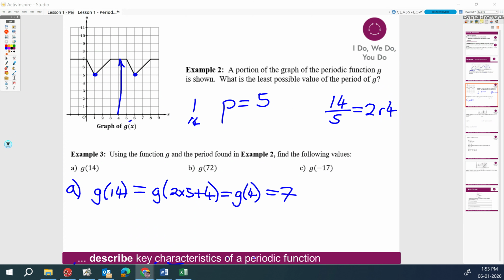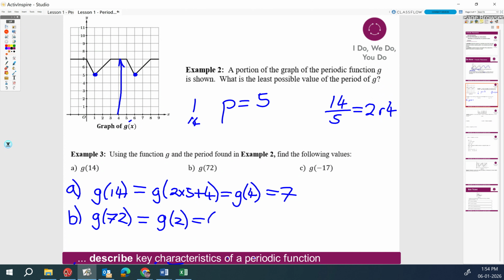Right. So let's have a look at our next one. For B, we've got g of 72. We can obviously take off the 70. That is 14 lots of the period. So that is going to give us the equivalent of g of 2. g of 2 is 6.